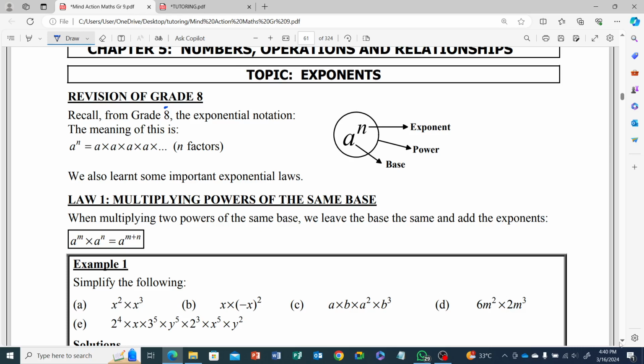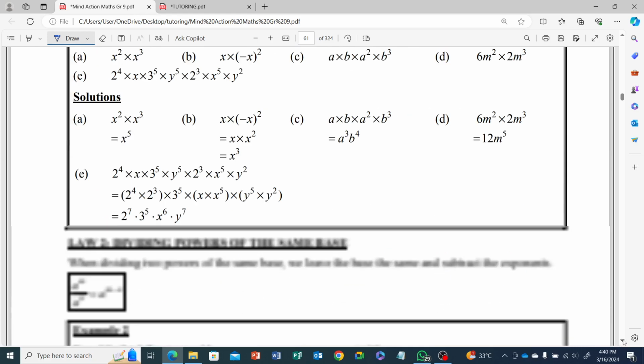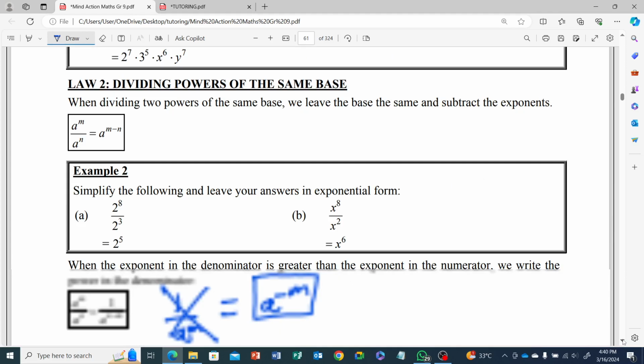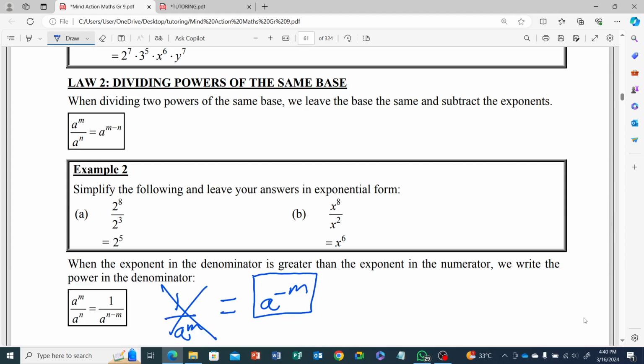Now we are going to deal with examples later on, and you will get to practice more about it.